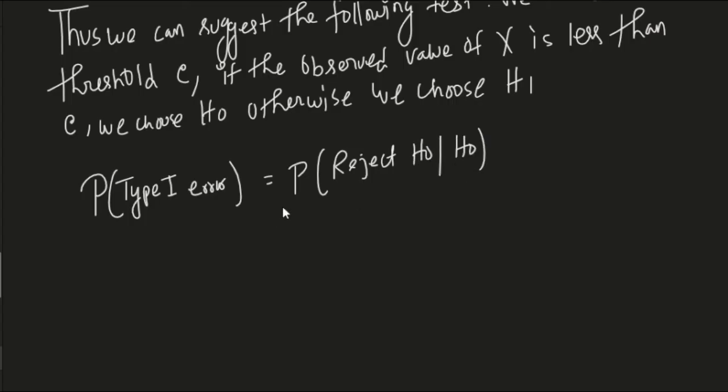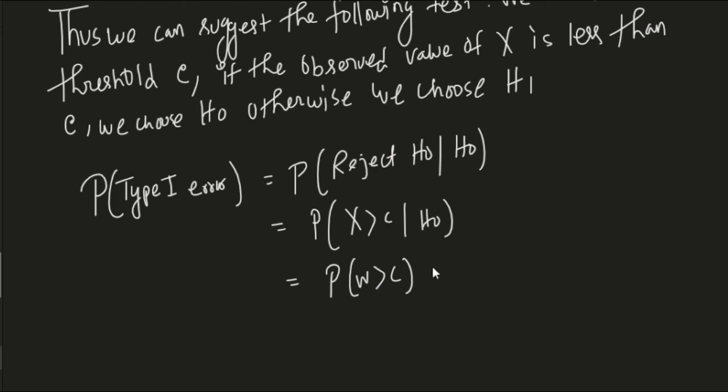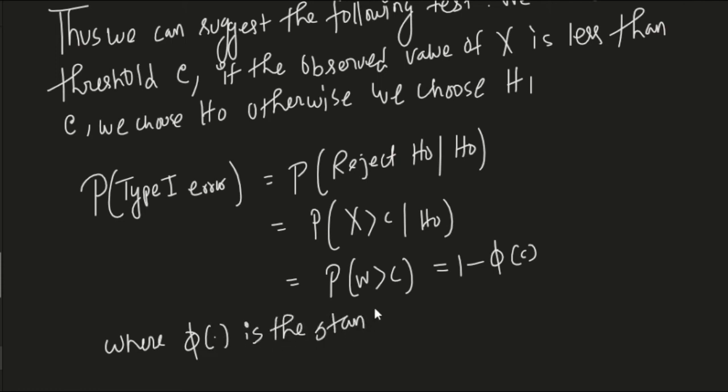Given that H naught is true, or given that H naught, right? This means when we reject H naught is X greater than c, right? And when H naught is true, it's basically H naught. And this means that X greater than c given H naught, under H naught. So when H naught is given, it means that X follows a normal distribution with mean 0 and variance 1 by 9, right? So it only means that this is 1 minus phi of c, where phi is the standard normal CDF.